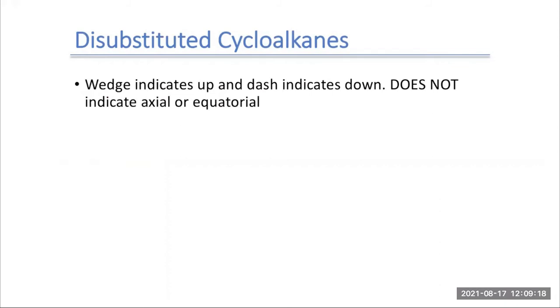So far, we've been looking at everything with one substituent. What if we have two? With two substituents, we have to think more about how we draw our compounds. Also, we haven't really looked at what a wedge and a dash mean when we draw our rings. So wedge and dash indicate whether it's on the top side or the bottom side. It does not, and I repeat, does not indicate axial or equatorial, just top or bottom.